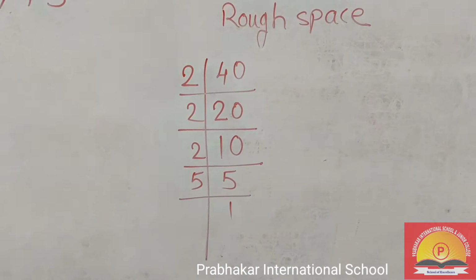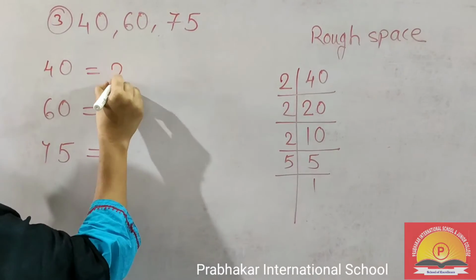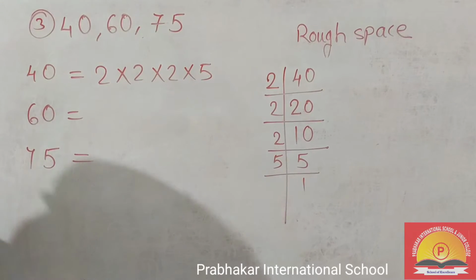So these are the factors of 40. 2 into 2 into 2 into 5. So right here 3 times 2 into 5. These are the common factor.